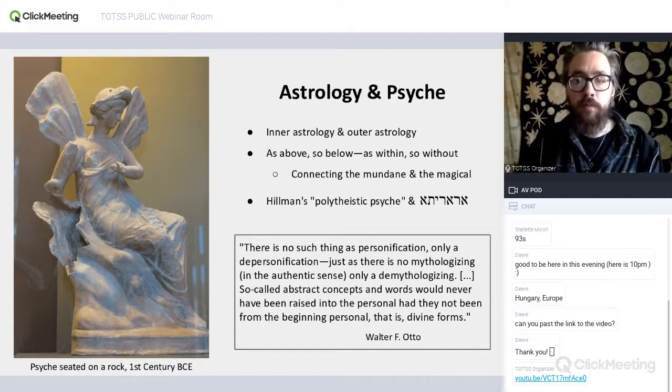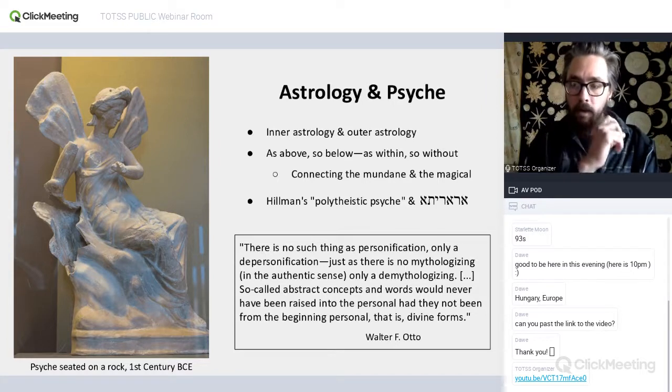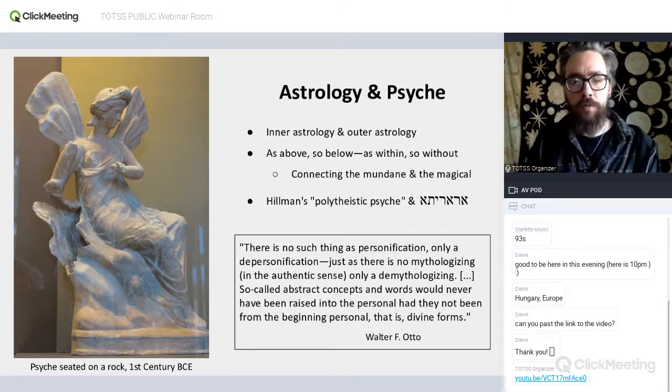All right, and then in Hillman's book here, he quotes from a classical German scholar, Walter F. Otto. I'm not particularly familiar with Otto or his work, but I thought it was a great quote, so I wanted to share it here. So Otto says, there is no such thing as personification, only a depersonification. Just as there is no mythologizing in the authentic sense, only a demythologizing. So-called abstract concepts and words would never have been raised into the personal had they not been from the beginning personal, that is, divine forms.